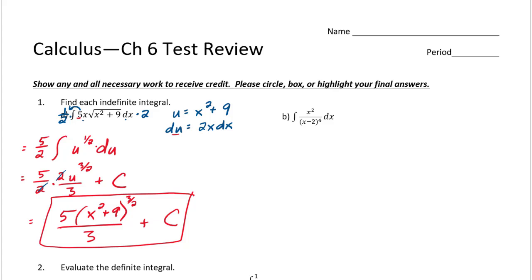Alright, moving on to now letter B. Letter B is going to be a similar approach. I'm going to need to do a u substitution. In this case, what seems the most logical is to let the u equal whatever's inside of a grouping, so the x minus 2 that's being raised to a power 4. Unfortunately though, the du for that is just going to be a dx, so that doesn't really replace this x that's in the numerator that's being raised to a power of 2.